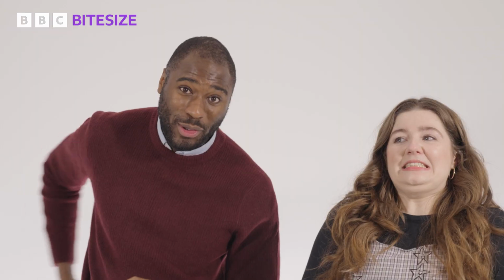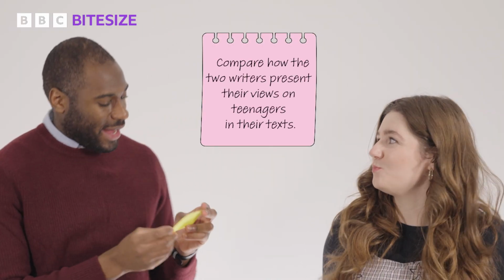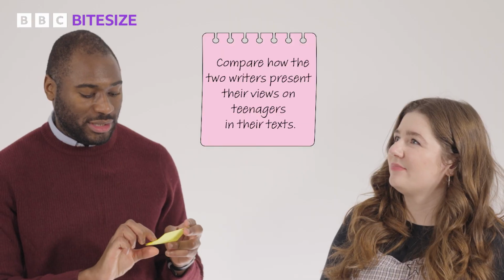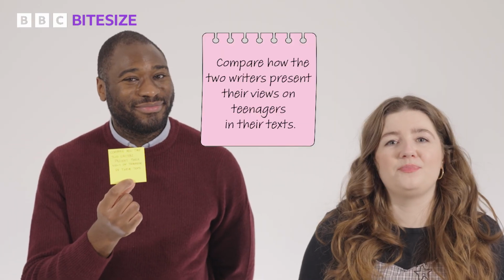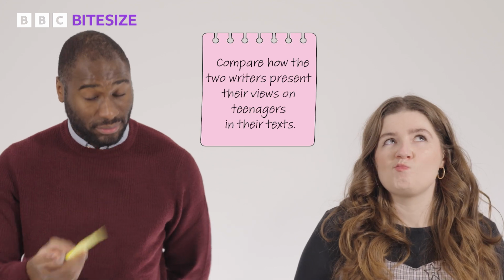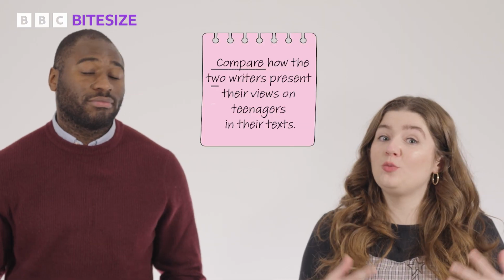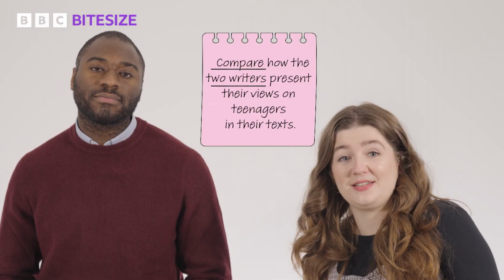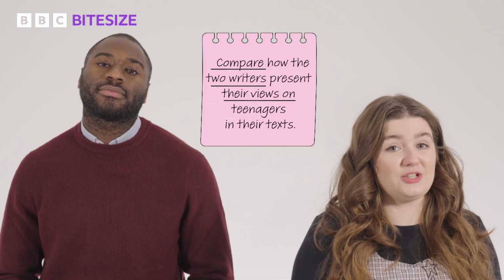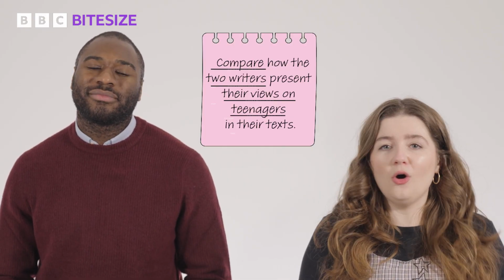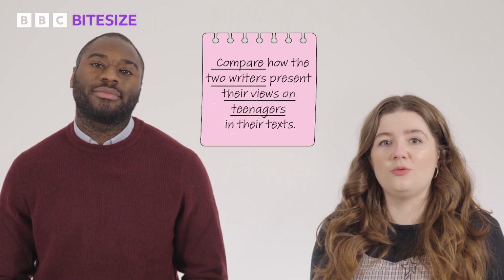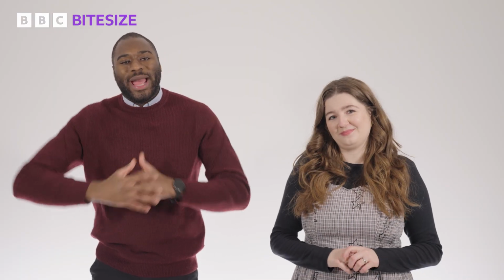Right, challenge time. Here's a question for you, Jean. If you're playing along, grab your pen and paper. Compare how the 2 writers present their views on teenagers in their text. Okay, what keywords would you underline? You'd underline compare. That's your command word. 2 writers reminds you there are 2 sources. And their views on teenagers. That's your specific focus. You're not going off on a tangent, you're staying focused on what the writers think about teenagers. Exactly. Understanding those key words helps you keep your answer on track.